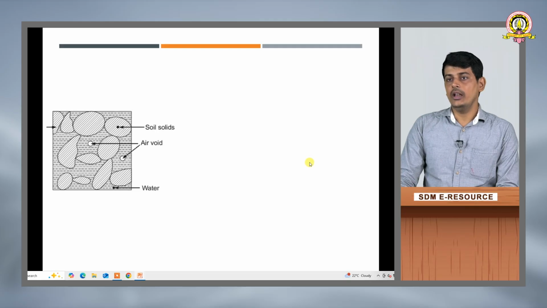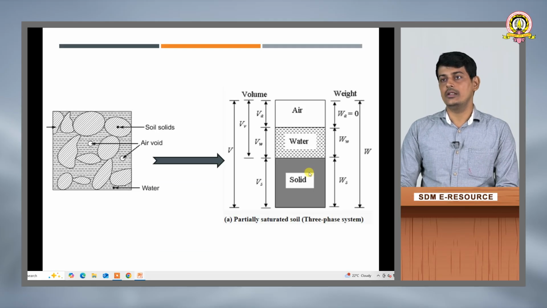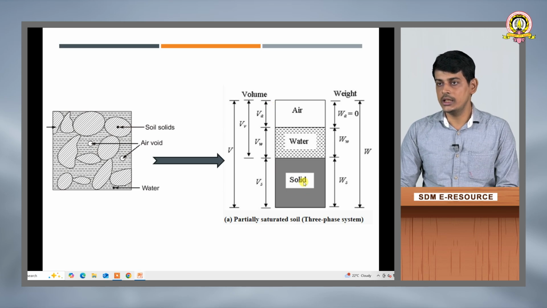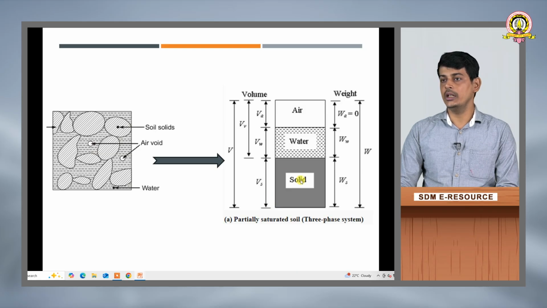Now, these phases are named as follows. We have a solid: this much volume of solid, and the corresponding weight of solid is represented as Ws, and the corresponding volume is represented as Vs, volume of solids. Coming to water, this much is the volume of water, Vw, and the corresponding weight is Ww, weight of water. Coming to the third phase, air, this much is the volume of air, Va, and the corresponding weight is weight of air.